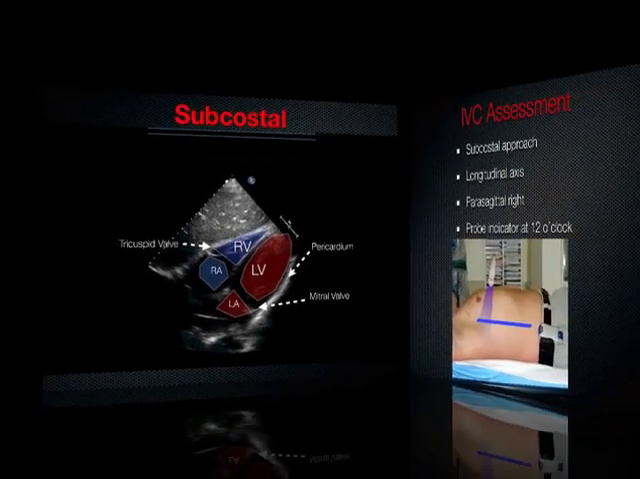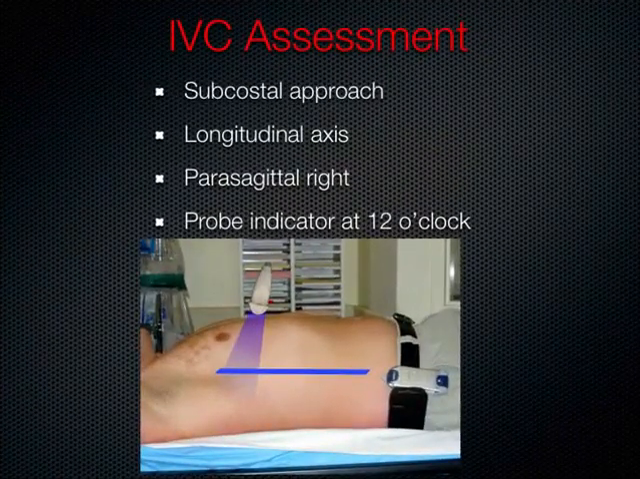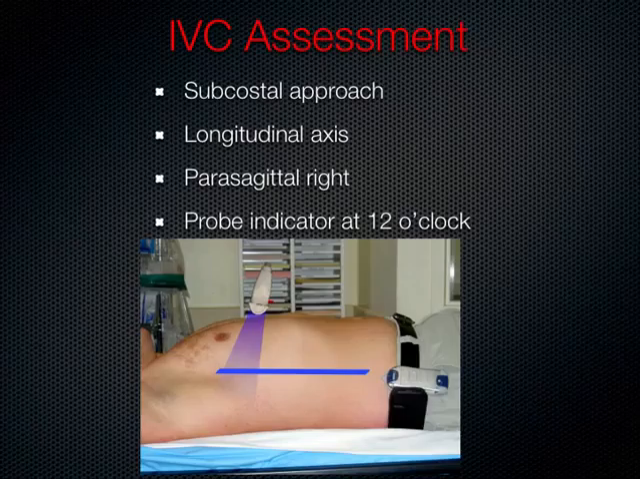You can also see the pericardium pretty easily on that subcostal view. And when we're in that subcostal location, it's easy to then rotate the transducer with the indicator going towards the patient's head, or at 12 o'clock, and then we're going to take it from that longitudinal axis. We're just going to go parasagittal to the right.